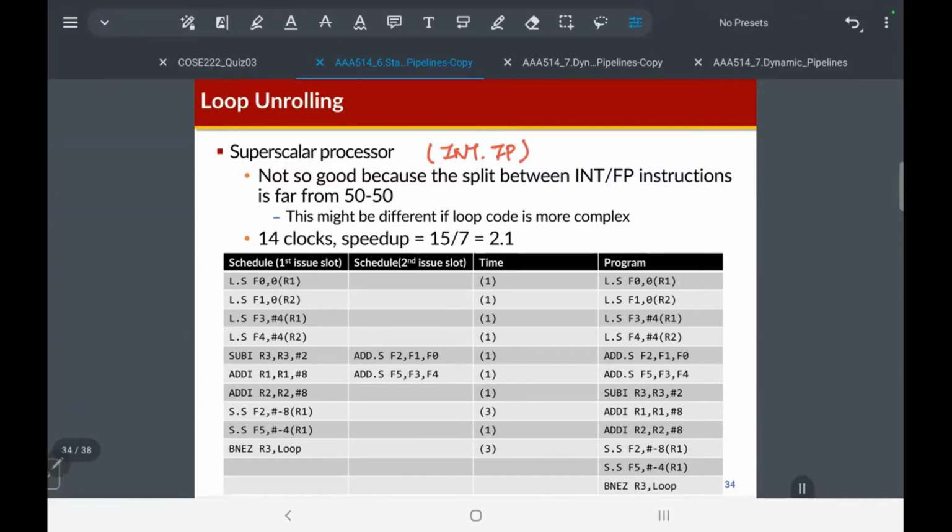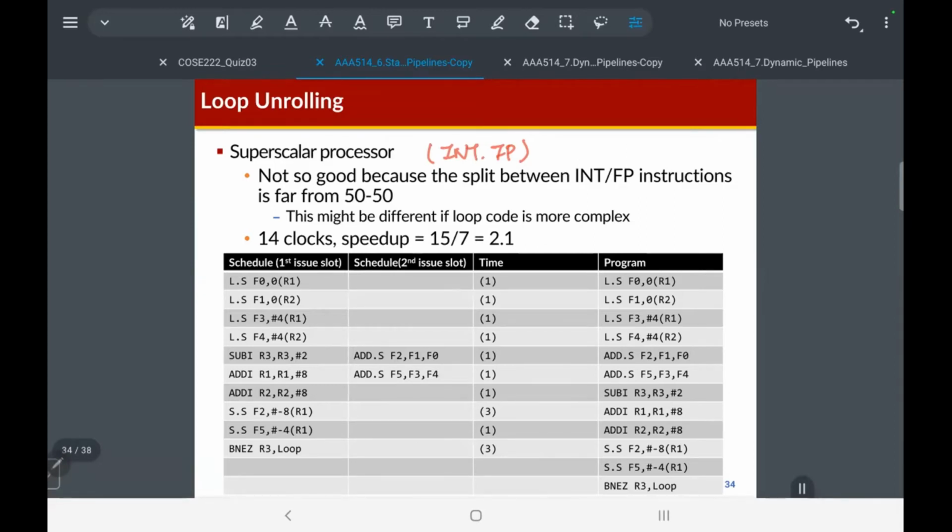But the problem is that, as you can see, the fraction of integer instructions and floating point instructions is not 50-50. In this example, you can find many integer instructions, but only 2 floating point instructions. And then we can also apply the loop unrolling for this case.